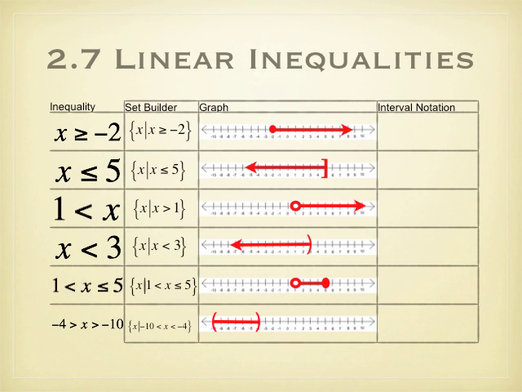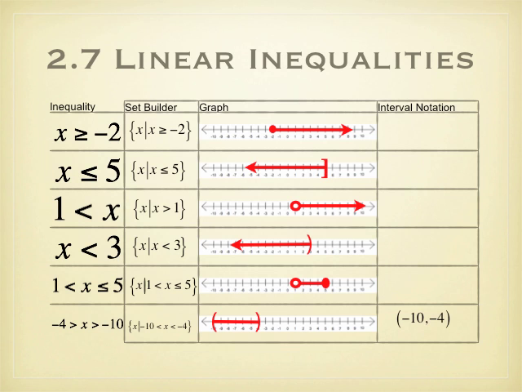So for this first one, I want all numbers starting at -2 and then going up forever and ever. So my interval notation, I'm sorry, I start at the bottom. Okay, so my interval notation on the bottom, I want all numbers starting at -10 and going up to -4, but I don't want to include -10 and -4, so I use those round parentheses.